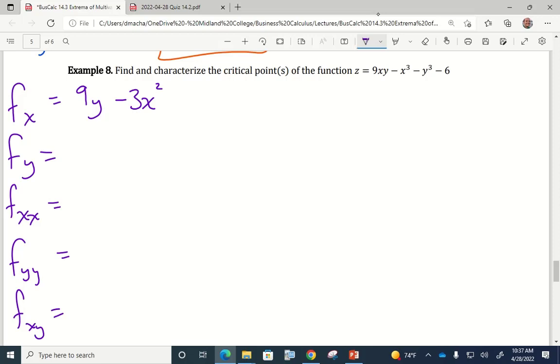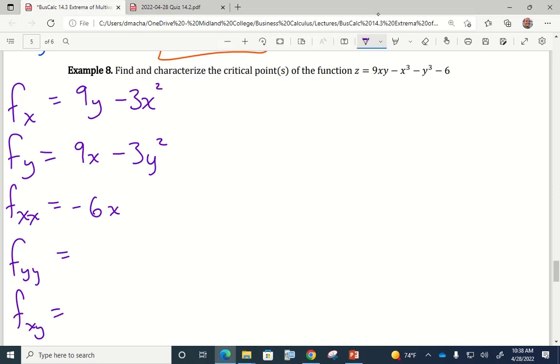If I take the derivative of that function with respect to y, I should get 9x minus 3y squared. What about the second derivative with respect to x? 9 minus 6x. Or, it's going to be negative 6x, and the 9y is going to go away because we're pretending that y is a constant. When we take the derivative with respect to x, we pretend y is a constant.